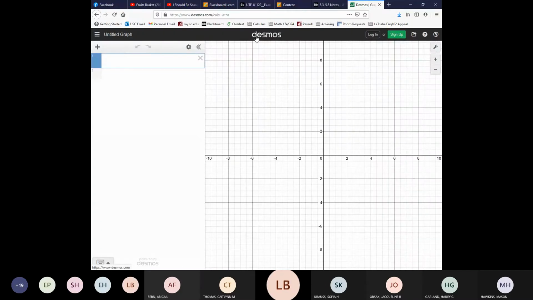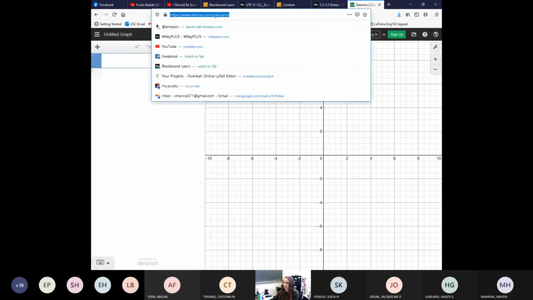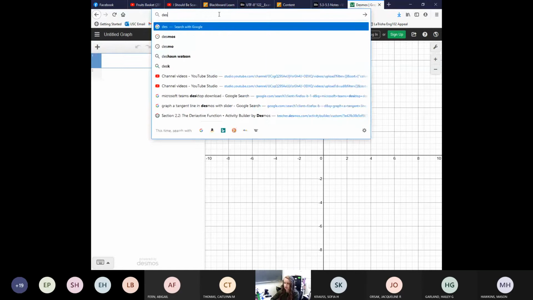So Desmos is awesome. The final is online. All finals this year are online. So Desmos is pretty awesome if you don't know it already. It has a graphing calculator. It's also got a scientific calculator. But anyway, if you literally just Google Desmos, or it's desmos.com, that will bring you right here.